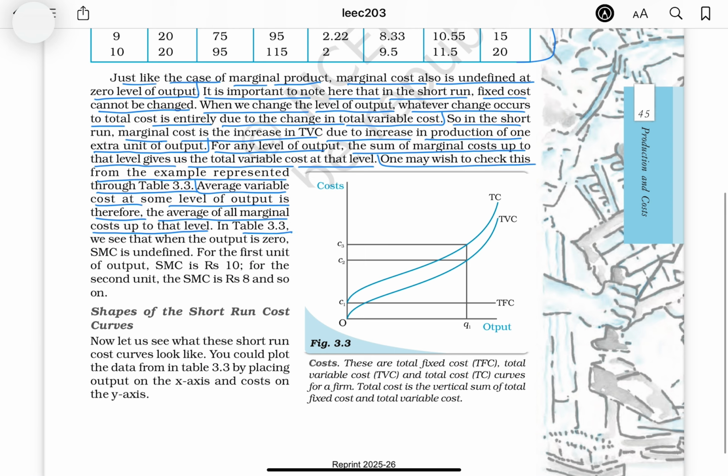In table 3.3, we see that when the output is 0, SMC is undefined. For the first unit of output, SMC is rupees 10. For the second unit, the SMC is rupees 8 and so on.